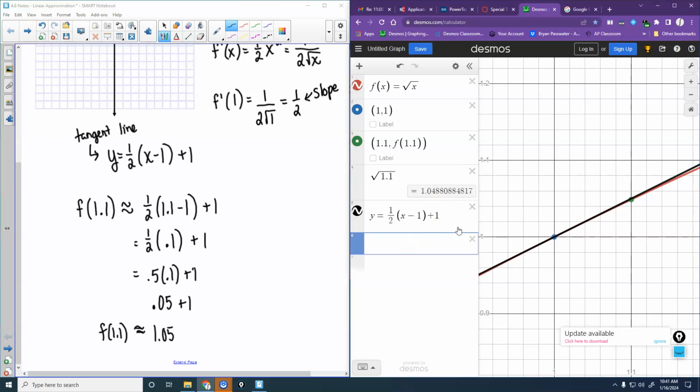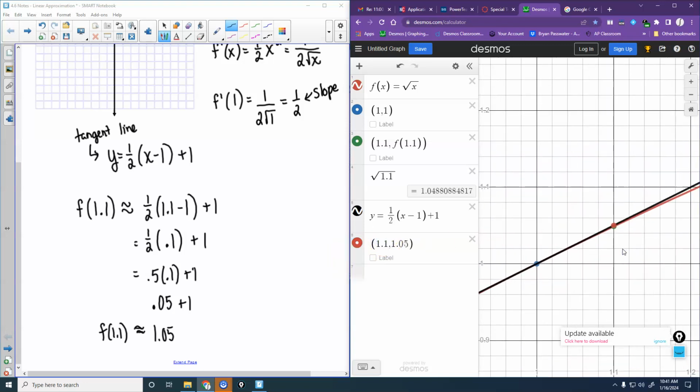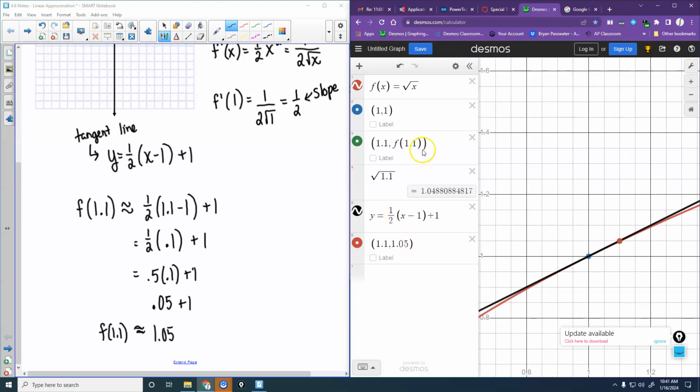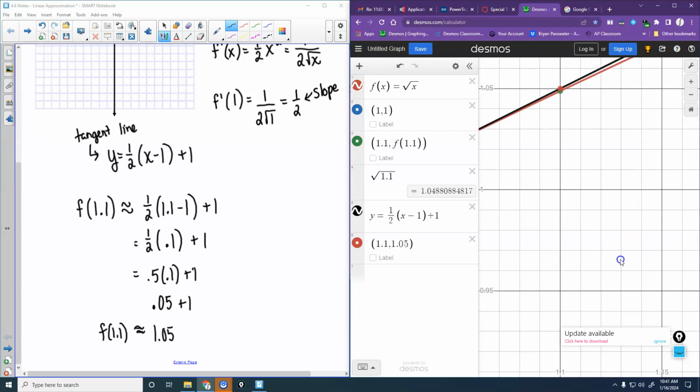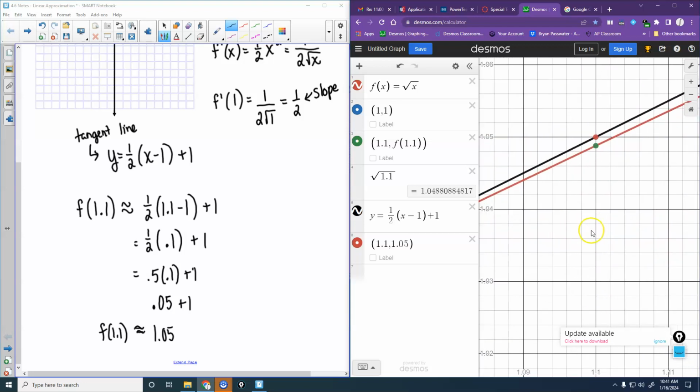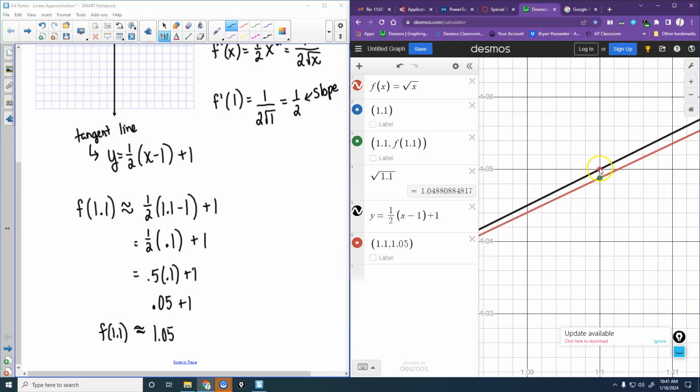In fact, if we graph it, 1.1, 1.05. If we graph the point we get on that tangent line, they look indistinguishable when you're zoomed out some. If you zoom in far enough, you can see that the red dot, the number that we're getting, is just a little bit higher than that green dot right there.